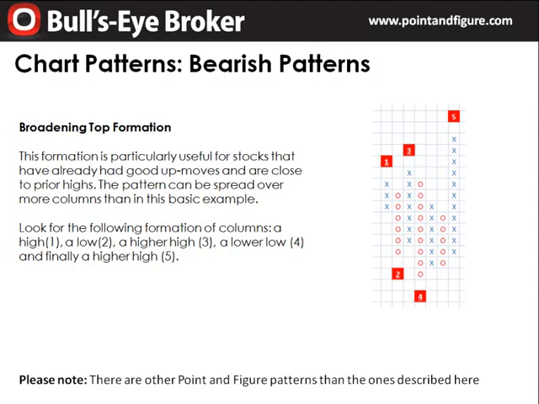The broadening top formation. This formation is particularly useful for stocks that have already had a good move up and are close to the prior highs. This pattern can be spread out over more columns than in this basic example. But the key is to look for the following formation of columns: a high, a low, a higher high, a lower low, and finally a higher high.